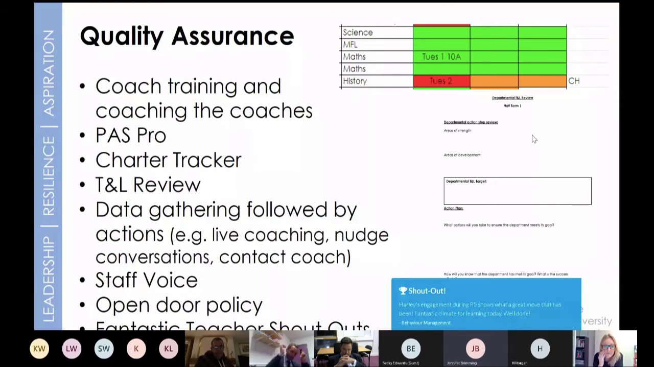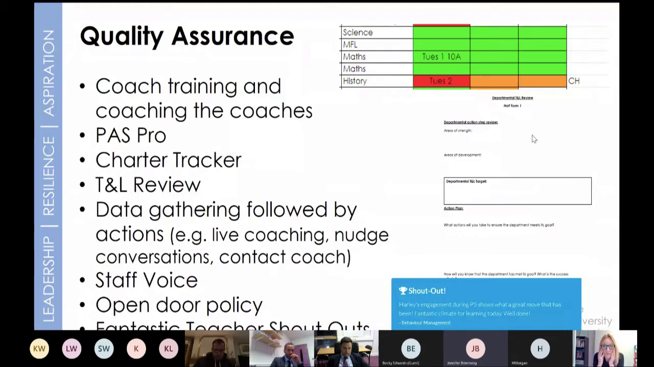So a huge one is that we make sure the coaches are of a really high quality, and we do lots of training. In fact, my coaches are in training right now, being trained up to make sure that they're the highest quality. We have a system which you may or may not have heard of called Powerful Action Steps, which tracks all of the coaching. So I have a really strong overview of what every single member of staff is working on, and can plan CPD accordingly.